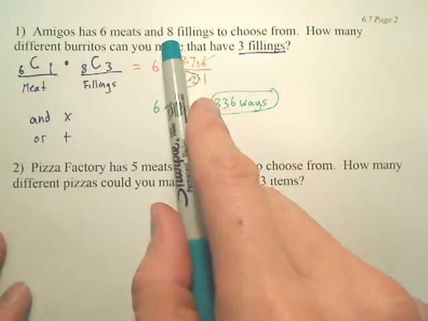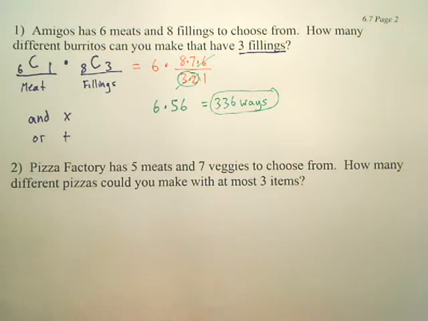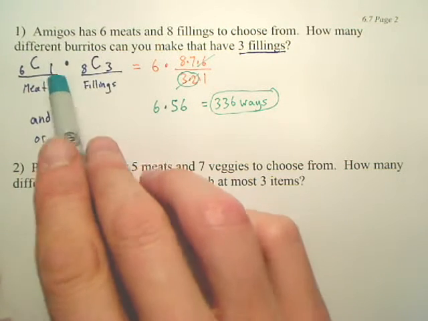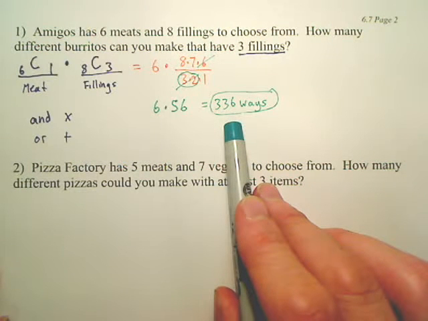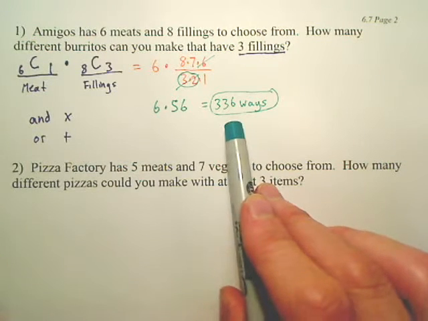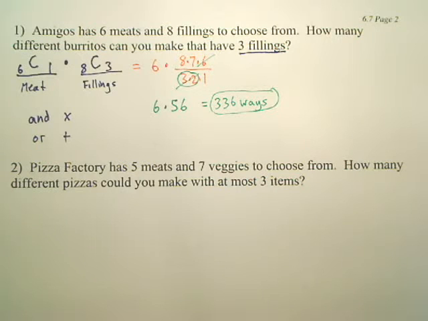Probably. Could you also tack on sodas? Yes. But in this situation, you have a choice of a meat and 3 fillings. You have 336 ways to make burritos. That's a lot of burritos if you want to go back. Almost every day you eat a different burrito. Every day for the whole year. Almost.